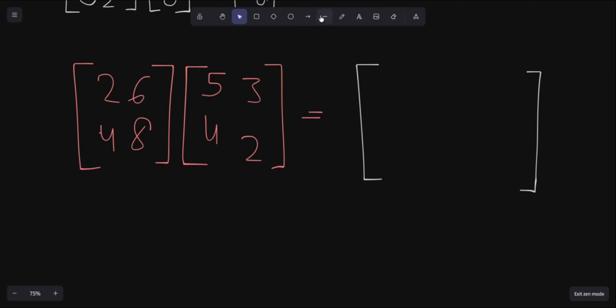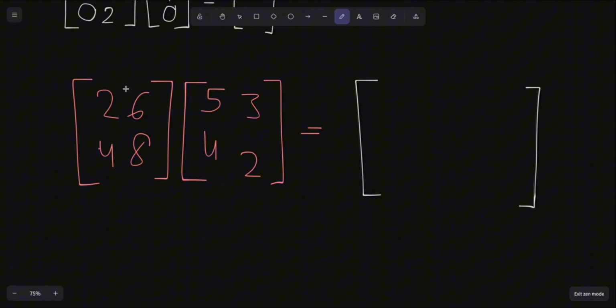And so what am I going to do? It's just going to be the dot product of the first row and first column. So that's going to be 10, and then 6 times 4 is going to be 24. Now we're going to go for the dot product of the first row and the second column. So you want to go through these columns taking priority. Notice how first row, second column becomes the first row, second column of our result in this matrix. So 2 times 3, that's going to be 6, and then 6 times 2, that's going to be 12.